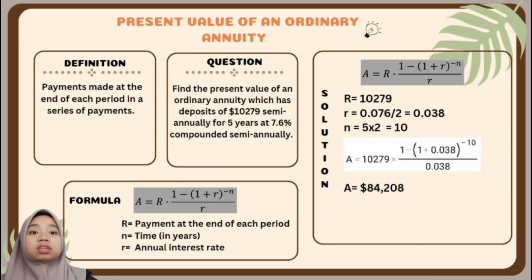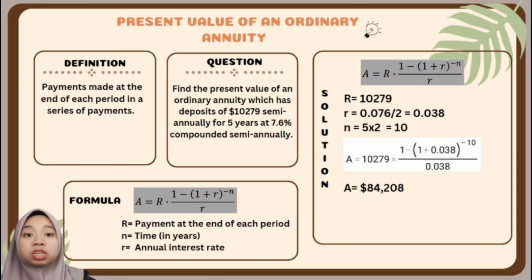Now let's move on to the present value of an ordinary annuity, which is defined as payments made at the end of each period in a series of payments. The formula is A equals R times 1 minus (1 plus r) to the power of negative n, divided by r. R stands for the payment at the end of each period, n stands for the number of periods, and small r for the annual interest rate.